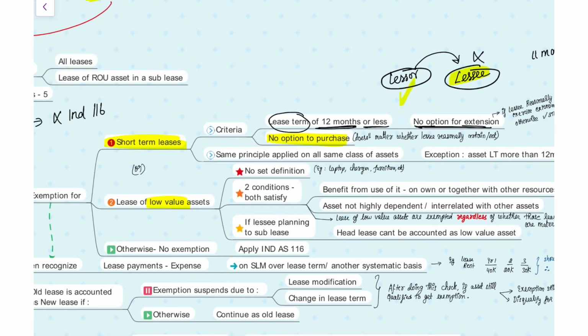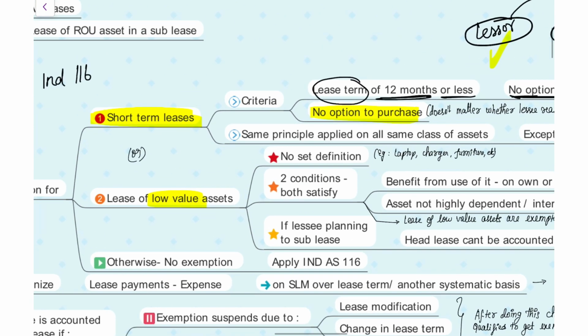So short-term lease is an exemption where you need not apply Ind AS 116 if the lessee does not want to apply it. So what is a short-term lease? Any lease which has a lease term of 12 months or less. It should not have an option for extension, but even if it has an option for extension, the lessee should not be willing to extend it. And the next is there must be no option to purchase. Okay, so I hope you understood what is a short-term lease.